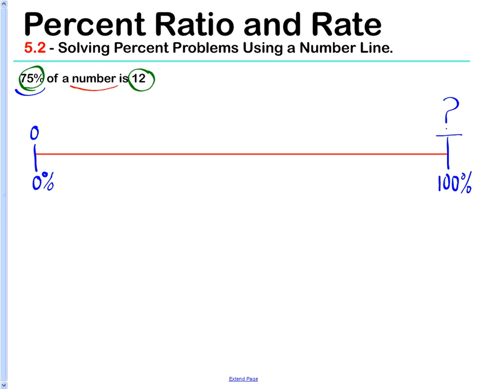Now we know that 75% is about 3/4 of the way, so if we wanted to, we could find a halfway point, put 50%, and then halfway between that and that, put a 75%. Once we've got that 75% in, we should also put in our 12 because the 12 identifies what that 75% is because we've been told what it is. So all we really need to do now is find out what 100% or 1% of the 12 is.